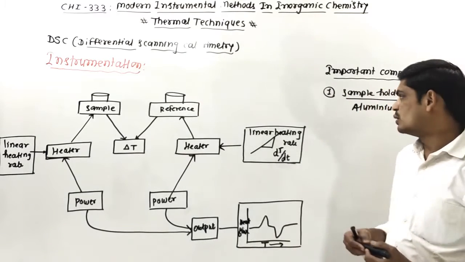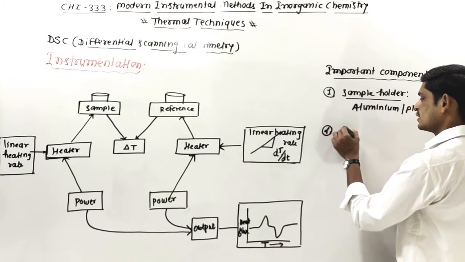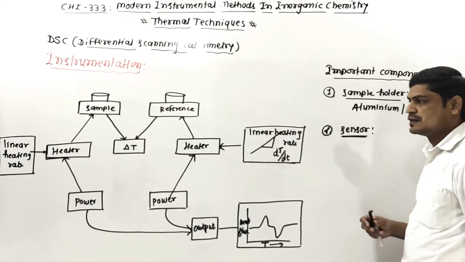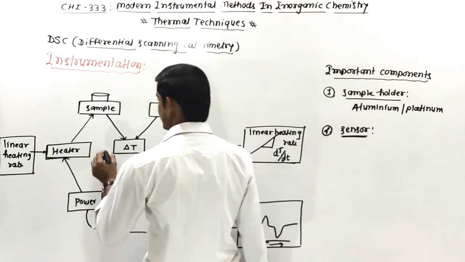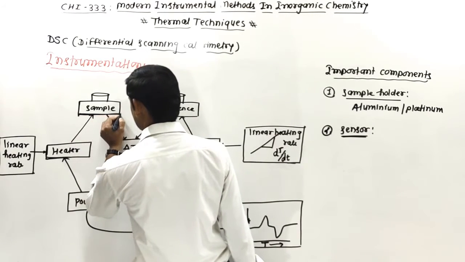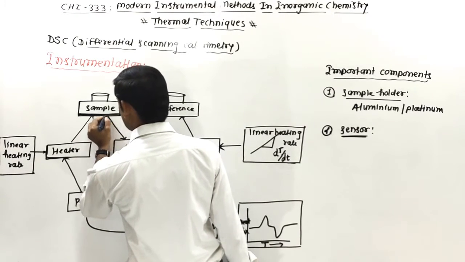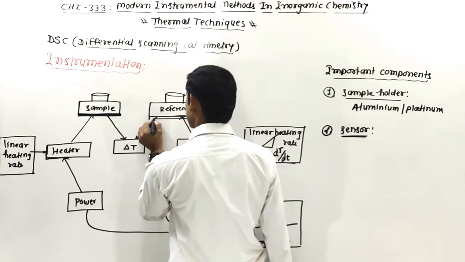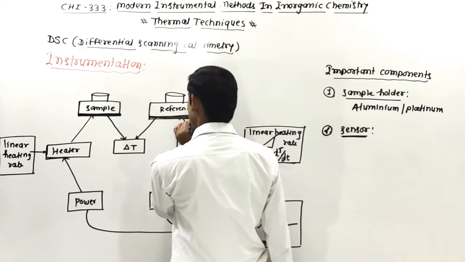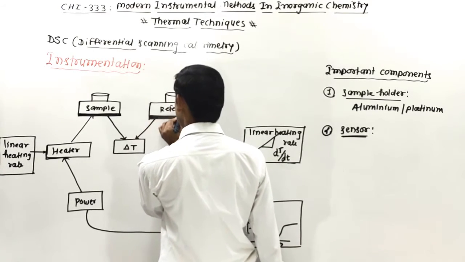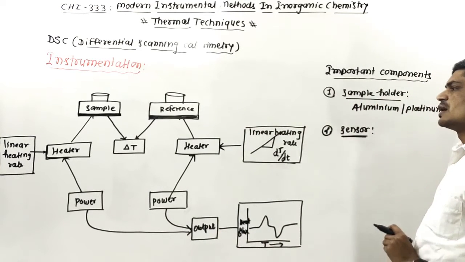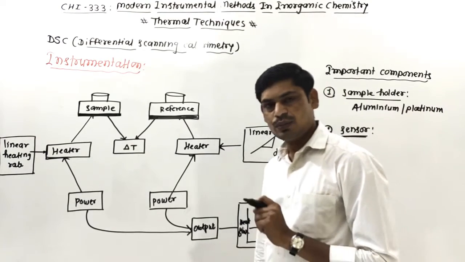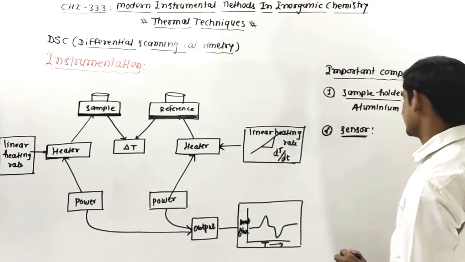The second important component is the sensor. The sensor is placed at the bottom of sample pan and reference pan, which measures the accurate temperature of the sample as well as a reference. Generally, the thermocouple sensor is used for that purpose.